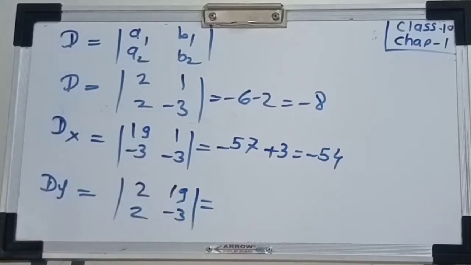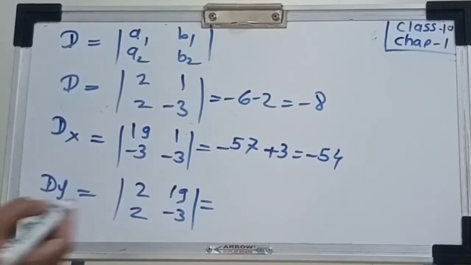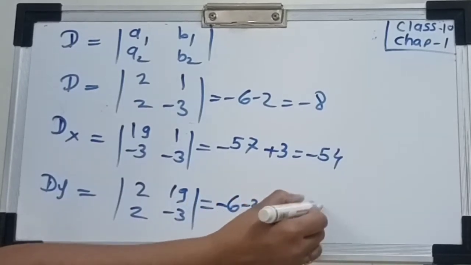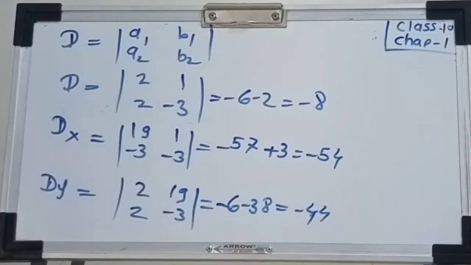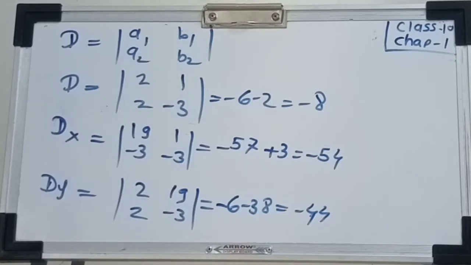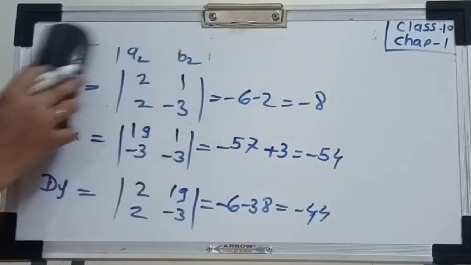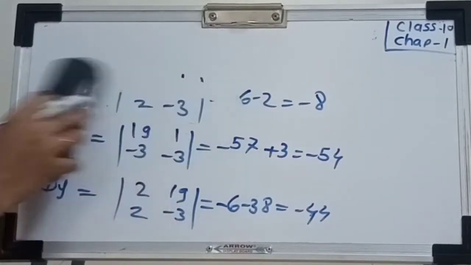Now, 2 into minus 3, minus 6. And 19 into 2, 38. Minus 6, minus 38, minus 44. Okay. These are the values for d, dx and dy. Now we find x and y. We first write it.